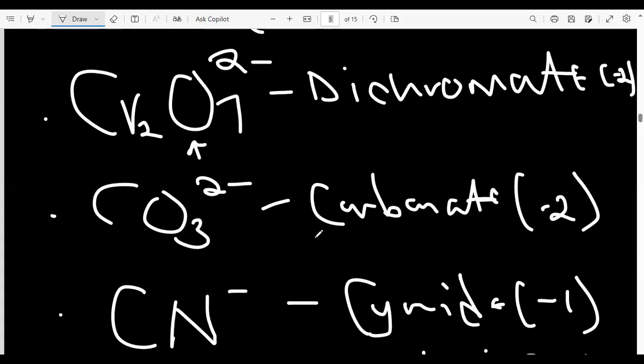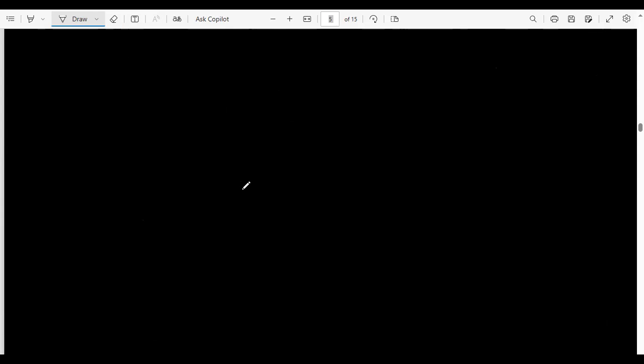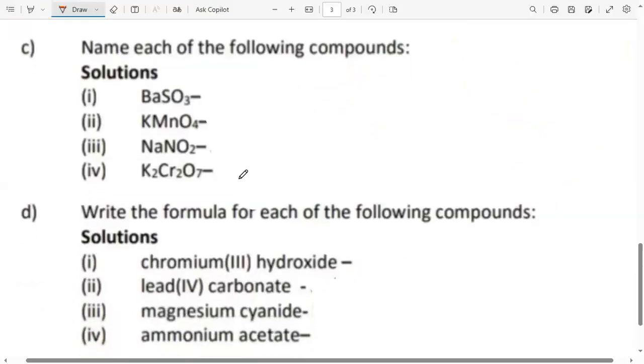Okay, so I've talked about the common radicals that can combine with some of these metals to form compounds. Now let's look at some of the questions. So these are the questions here.